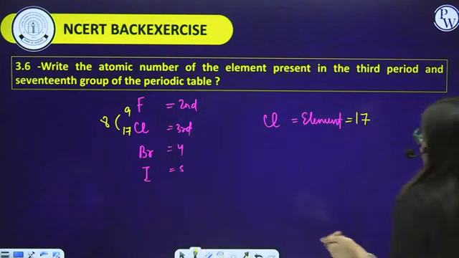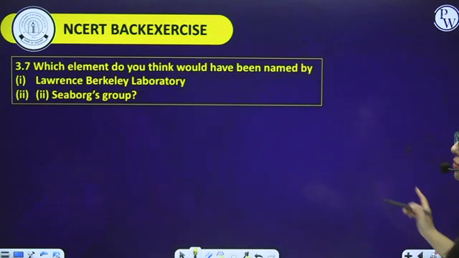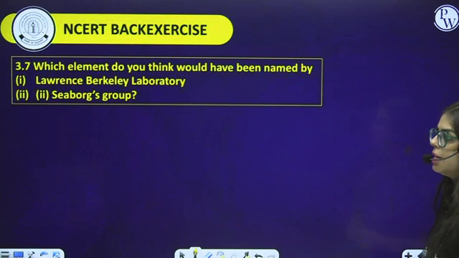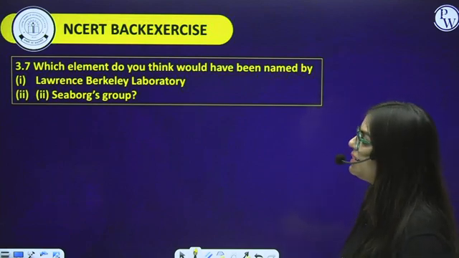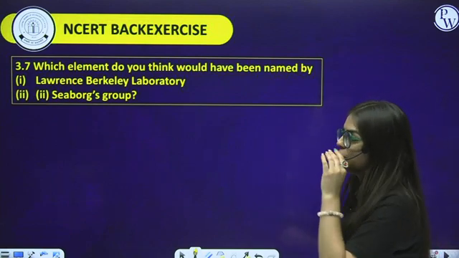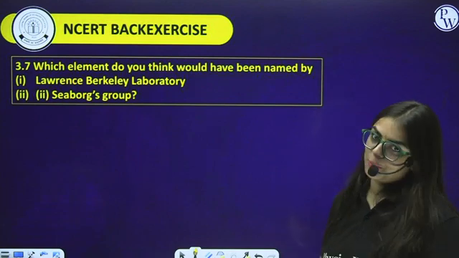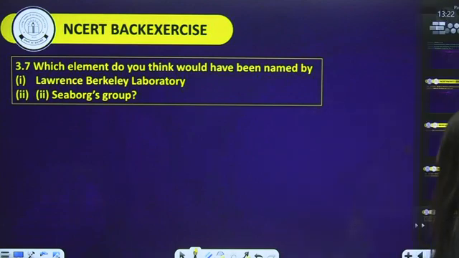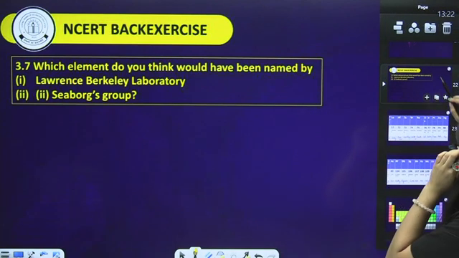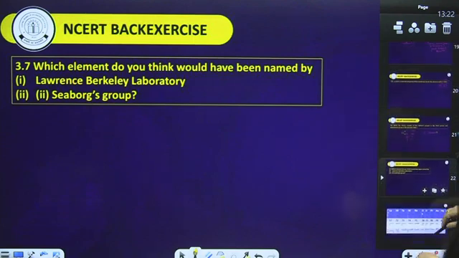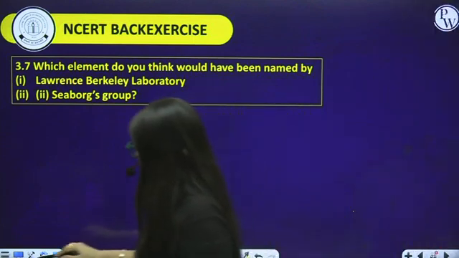Yes. Okay, students, moving on to the next question. This was 3.6. Now comes 3.7. Which element do you think would have been named by Lawrence Berkeley Laboratory and Seaborg's group? Now see, I will show you these elements. You will get your answer in the periodic table. Let me show you.